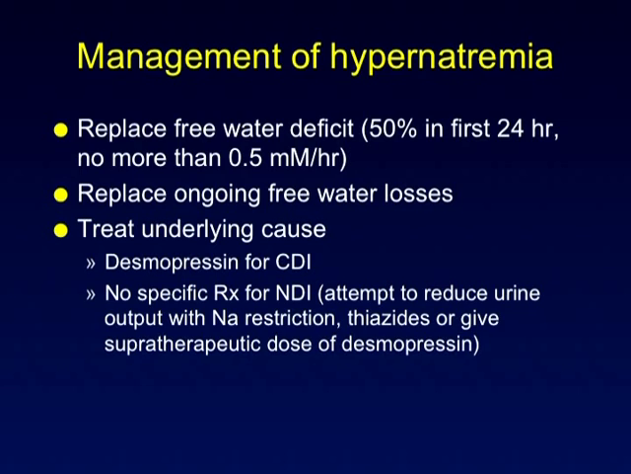Treat the underlying cause. Desmopressin for cranial diabetes insipidus is the only little pearl you need to remember. But for nephrogenic DI, you can reduce urine output with sodium restriction. You can use thiazides or give supratherapeutic doses of desmopressin to overcome the nephrogenic DI. So those are the key issues there.